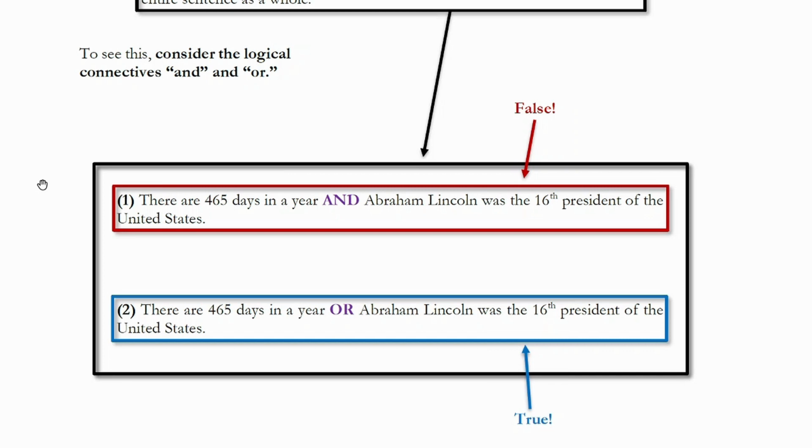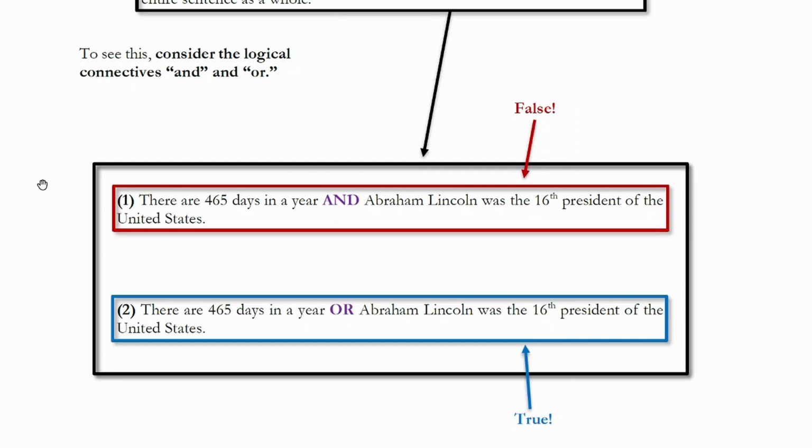And to see this, compare that to sentence 2. Here you're just saying, look, one of these things is true. Either there are 465 days in a year, or Abraham Lincoln was the 16th President of the United States. Now, we know there aren't 465 days in a year, but that's okay for this sentence as a whole. It's just saying at least one of these things is true. And despite the fact that the first claim it makes is not true, the second is true. Lincoln was, in fact, the 16th President of the United States. So that means sentence 2 is true as a whole.